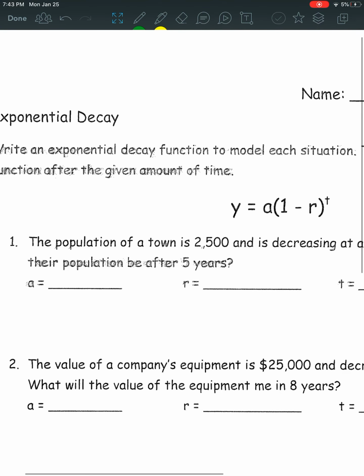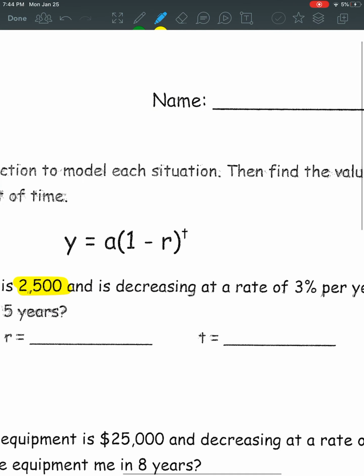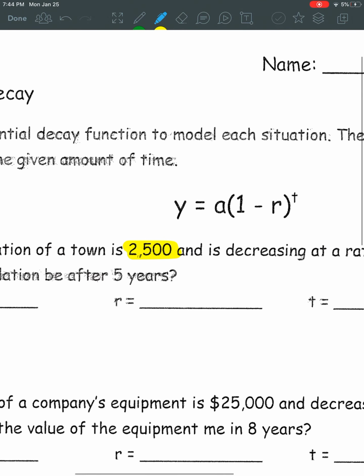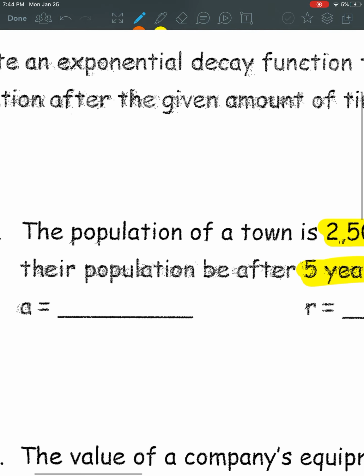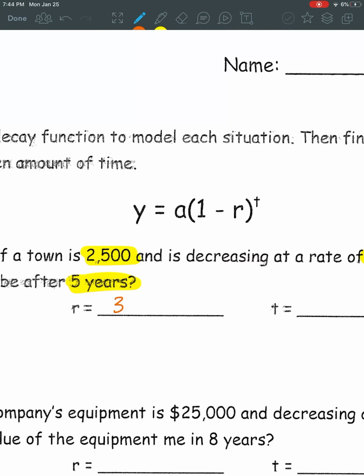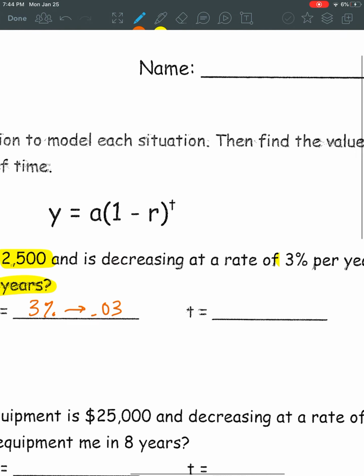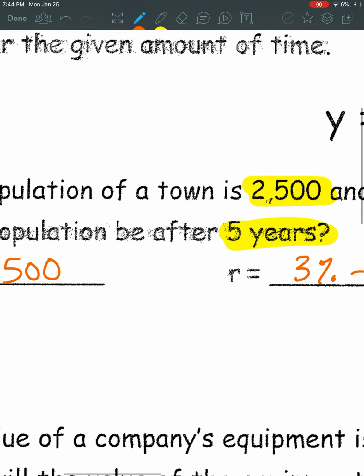Now on the back side, we do have some exponential decay that I want to show you. So in these, we know that the numbers should go down. They're going to get smaller. So population, we have 2,500. It's decreasing at 3% per year. And what will their population be after 5 years? So initial value, our starting population is 2,500. Our rate, our percent in this case, is 3%. I'm going to change it right away to 0.03. And then our time is 5 years.